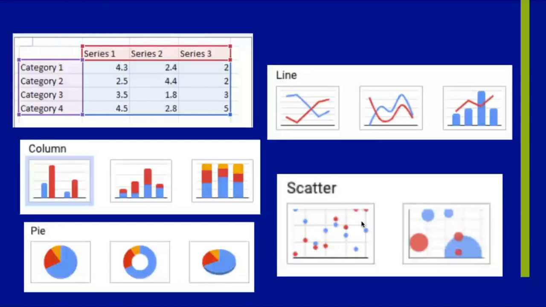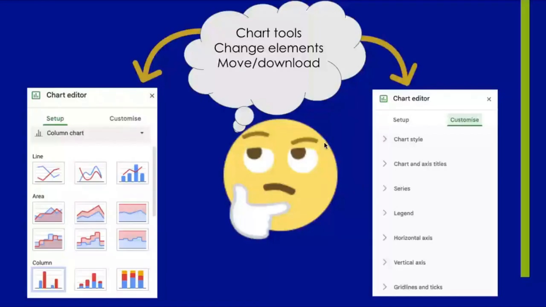Okay. So the two major things that we are going to be focusing on are the chart editor and the customize function. Using data that we've got in our spreadsheet, we use the chart editor to set up what type of chart we would like to use, whether it's a line graph, area graph, column, pie chart, etc. And then we will be using the customize function to make changes to the chart style, the chart and axis titles, the legend, the horizontal axis, vertical axis, grid lines, and ticks.